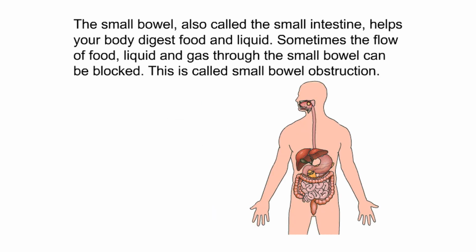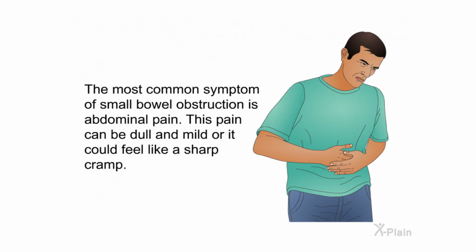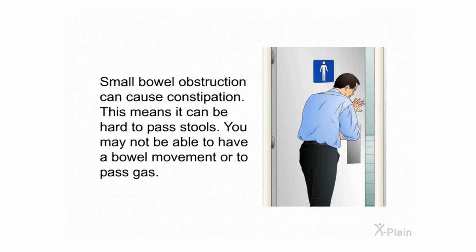Summary. The small bowel, also called the small intestine, helps your body digest food and liquid. Sometimes the flow of food, liquid, and gas through the small bowel can be blocked. This is called small bowel obstruction. The most common symptom of small bowel obstruction is abdominal pain. This pain can be dull and mild, or it could feel like a sharp cramp. Small bowel obstruction can cause constipation. This means it can be hard to pass stools. You may not be able to have a bowel movement or to pass gas.